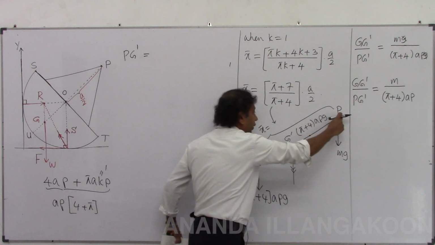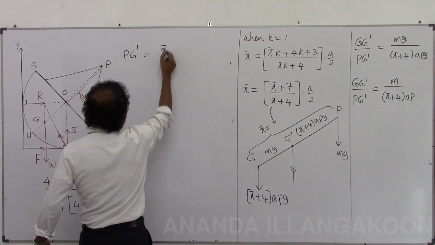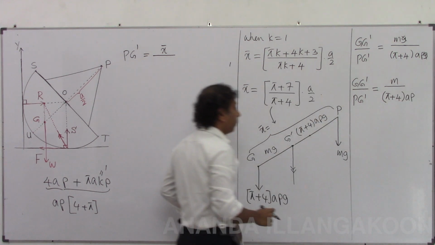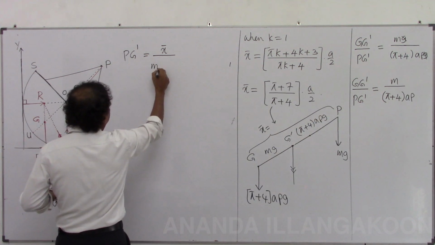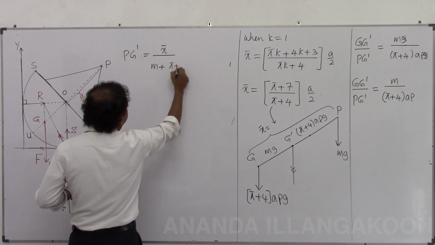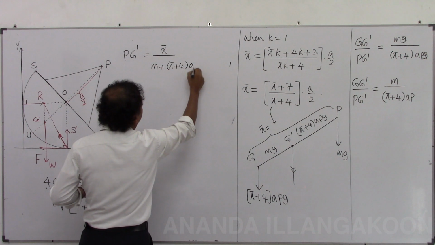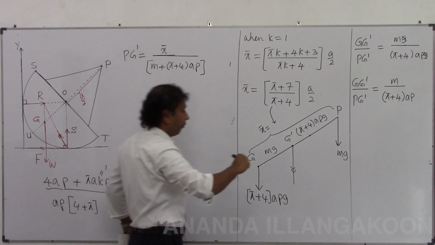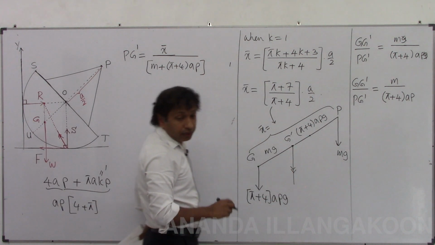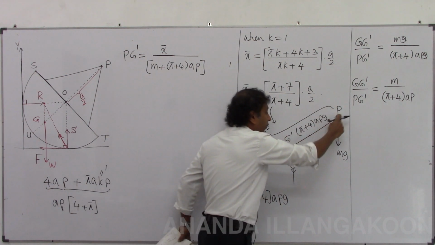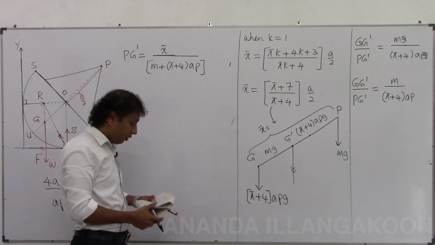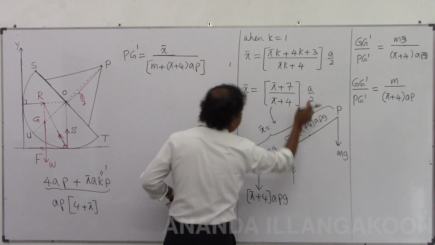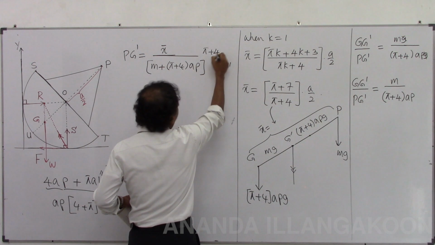The whole length from here to here, x bar, we divide by the sum of the ratios. That means this plus this: m plus 5 plus 4 a rho. And to find the length pg dash, this should be multiplied by the corresponding ratio value, 5 plus 4 a rho.